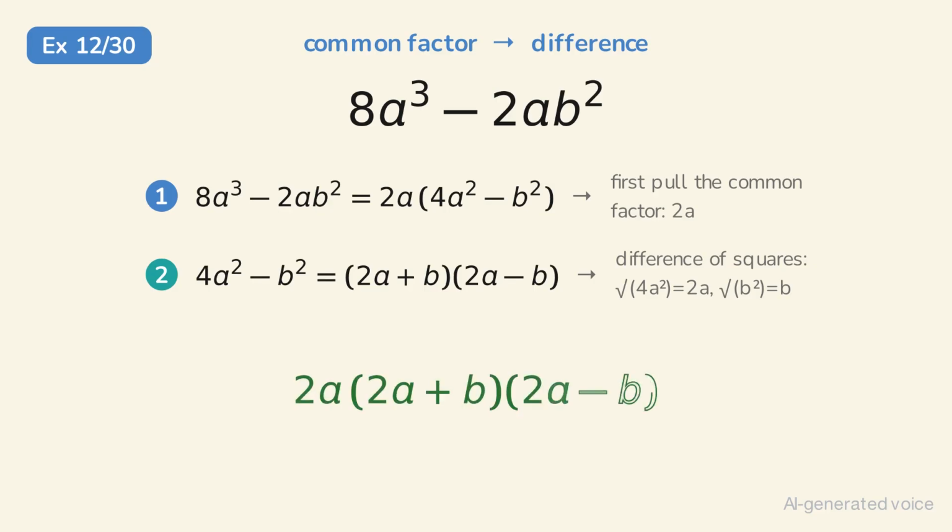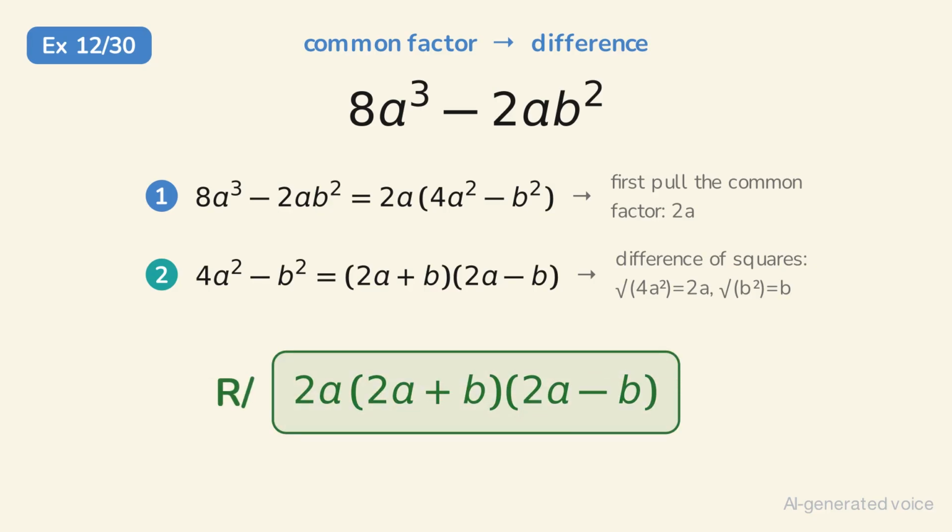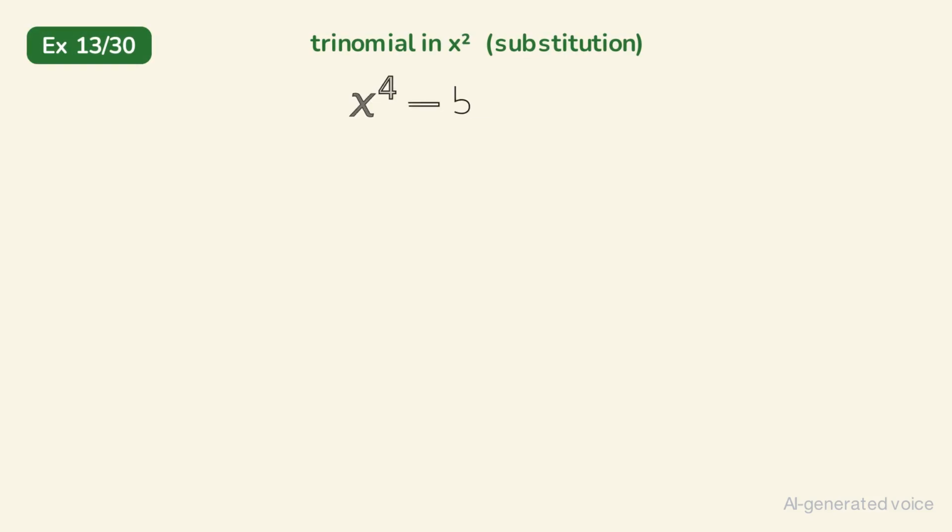The full result is 2a times 2a plus b times 2a minus b. Check. 2a plus b times 2a minus b gives 4a squared minus b squared, and that times 2a brings back a cubed minus 2ab squared. This is one of my favorites because it looks like university level and comes out with a lovely trick.